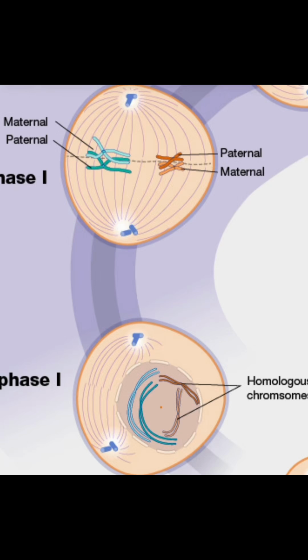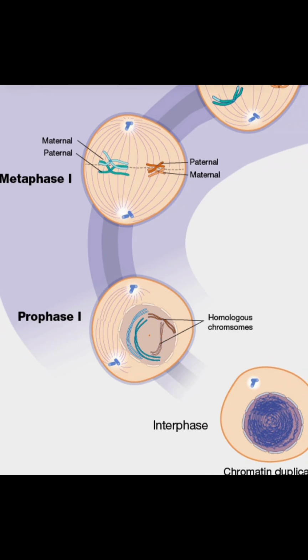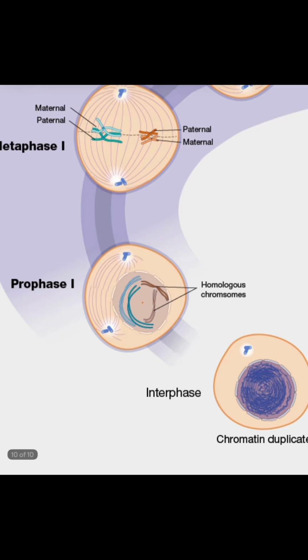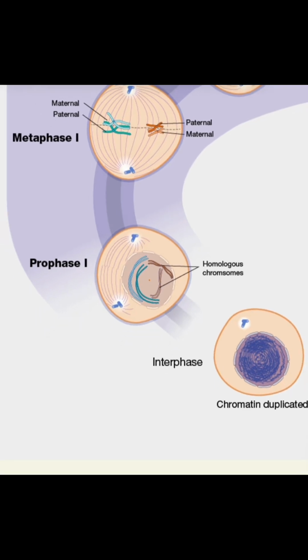Now, there's also a process called random fertilization, which just says that any one of the gametes produced by one parent can fuse with any other gamete produced by the other parent. So that again increases genetic diversity.